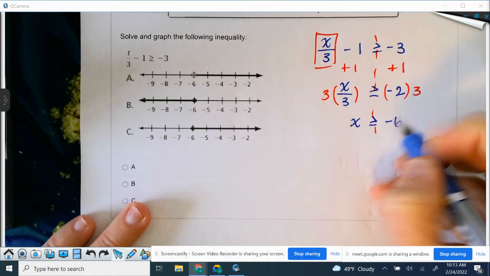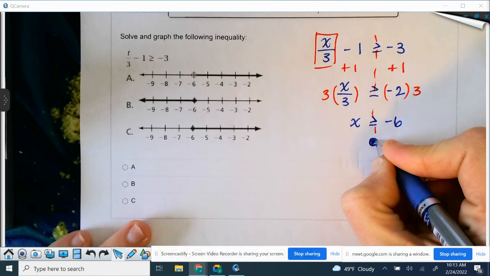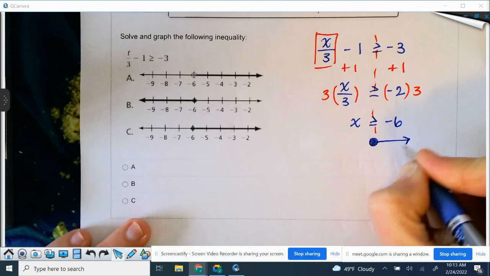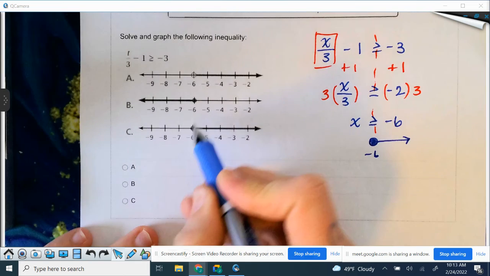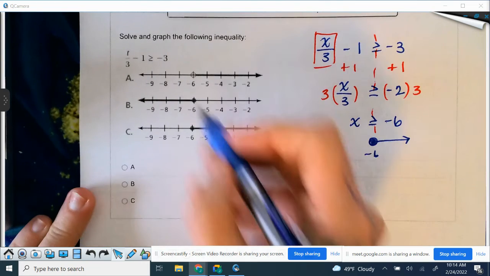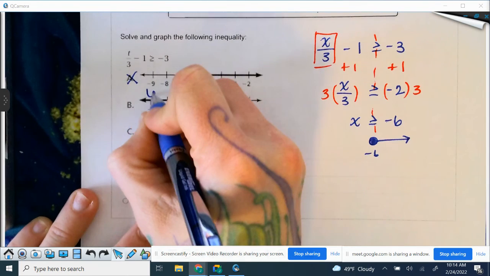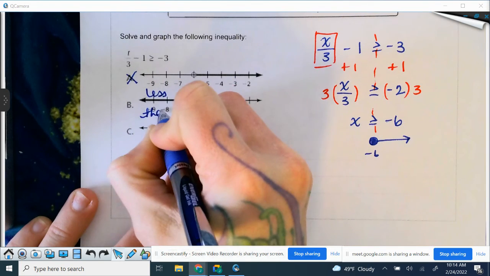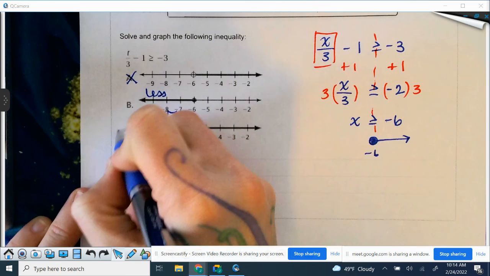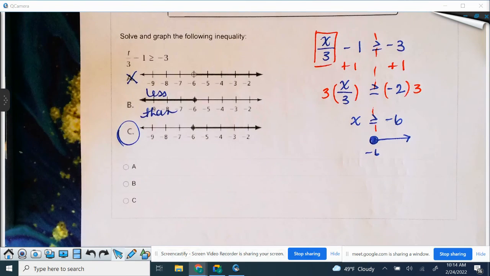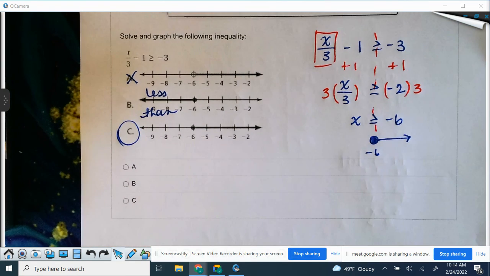Greater than or equal to means we know we're going to have a solid circle. And it's greater than, so we're going to shade to the right of that negative 6. They're all at negative 6, which is perfect. This guy has an open circle, which means it's out. That's no good. This is less than, which is not good. So our answer should be C. It's greater than because it's colored to the right.